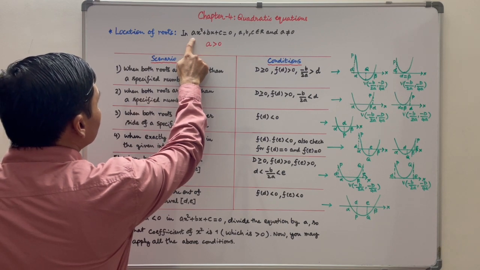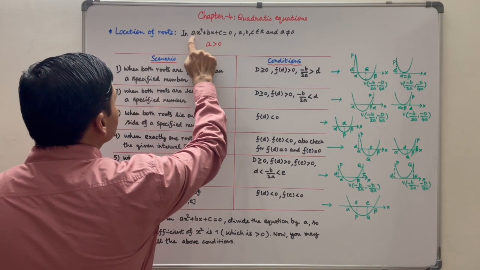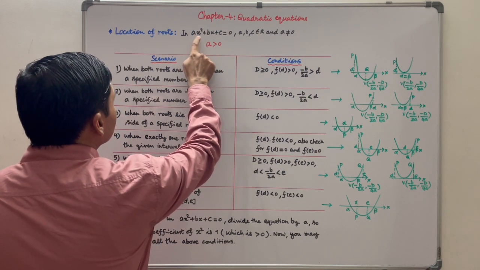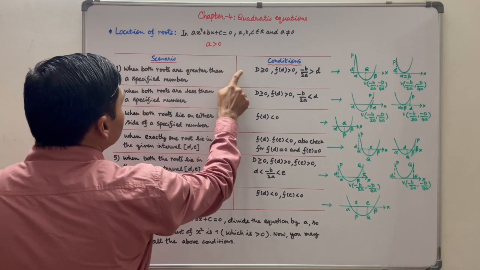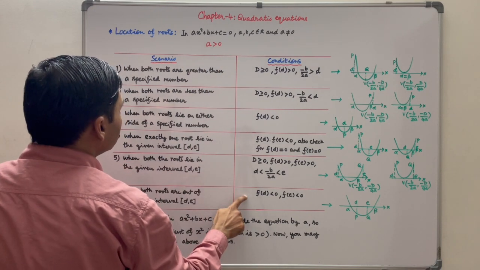If a is less than 0, then we need to divide both sides of the equation by a, so that coefficient of x square is 1, which is greater than 0. Then we can apply all these conditions.